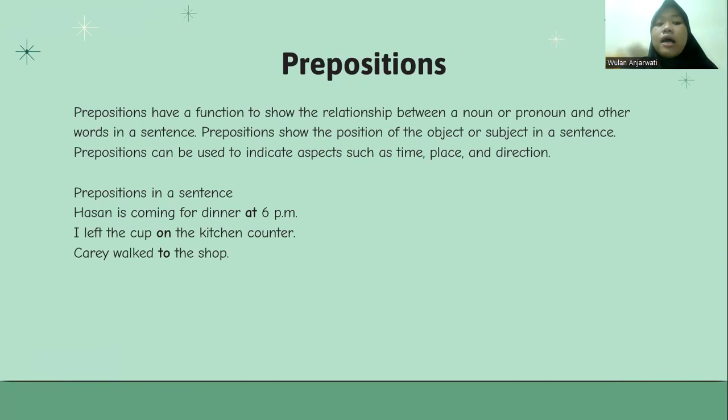And these are examples for prepositions. Hassan is coming for dinner at 6 p.m. I left the cup on the kitchen counter. Carrie walked to the store.